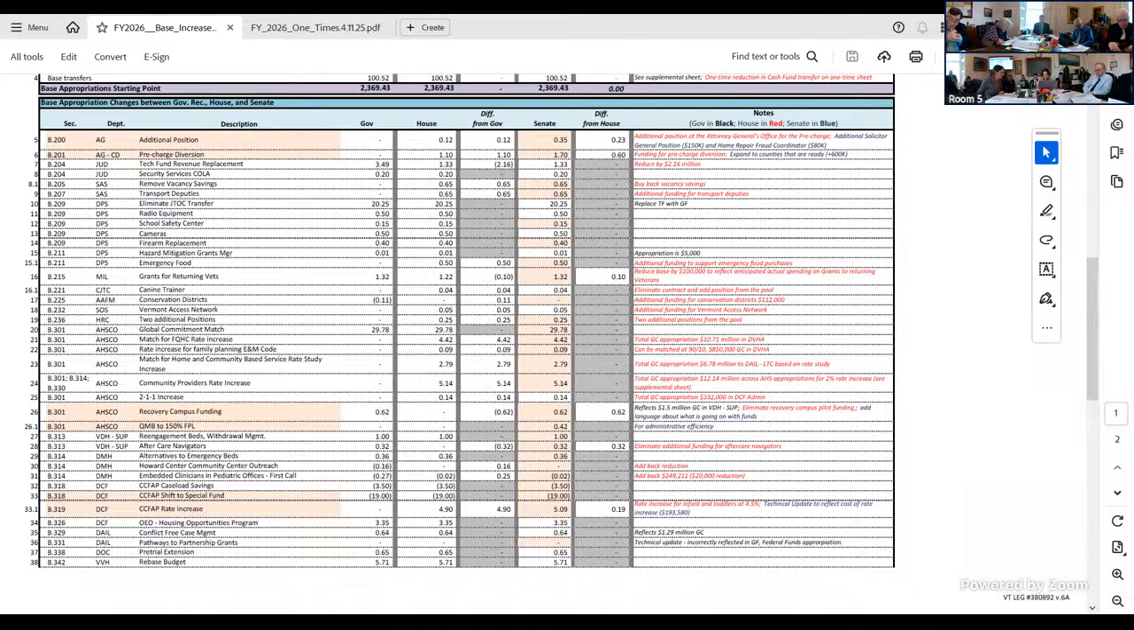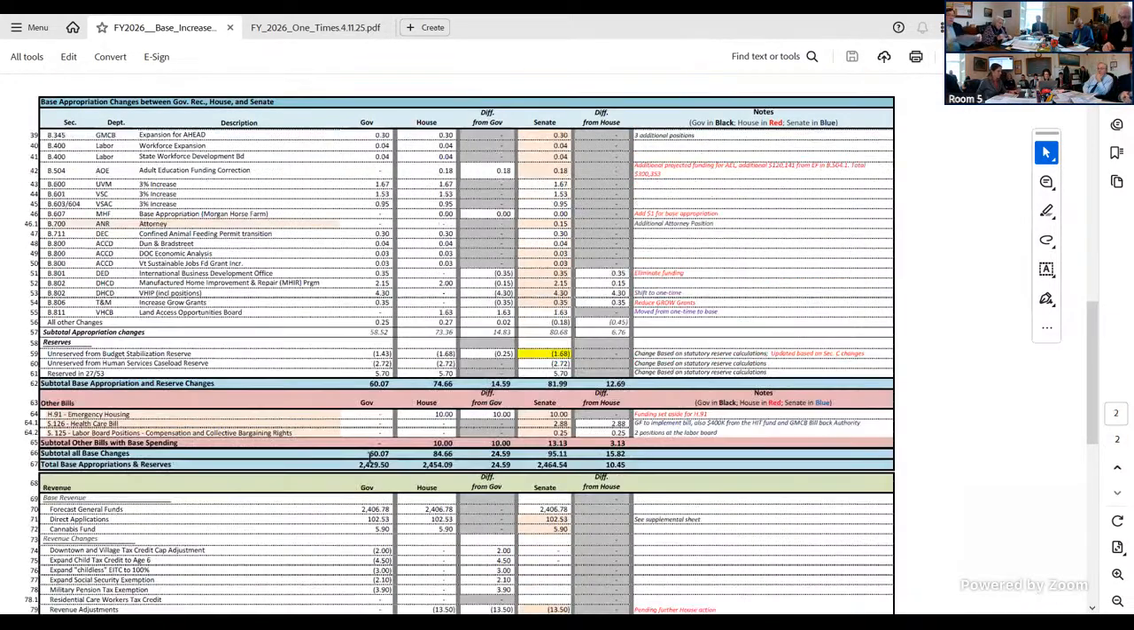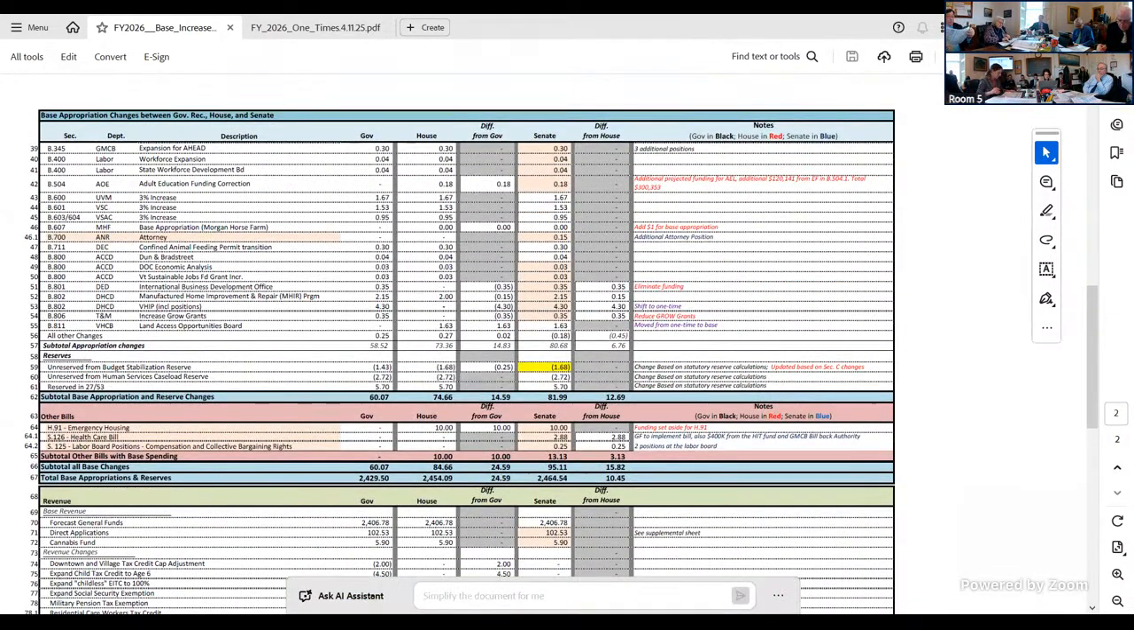Line 37 is the pretrial extension, and line 38 is the veterans home budget rebase. Those were both closed out. Go to the next page. The agreement on care board, $300,000 for 3 additional positions to implement the AHEAD model. This was left open. Two appropriations at the Department of Labor for workforce expansion and the State Workforce Development Board were also left open.